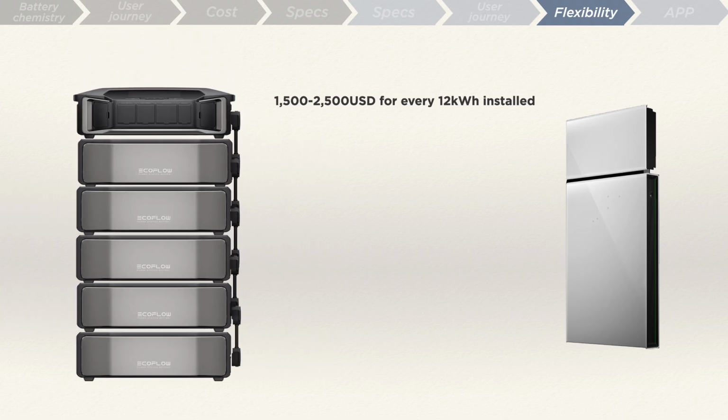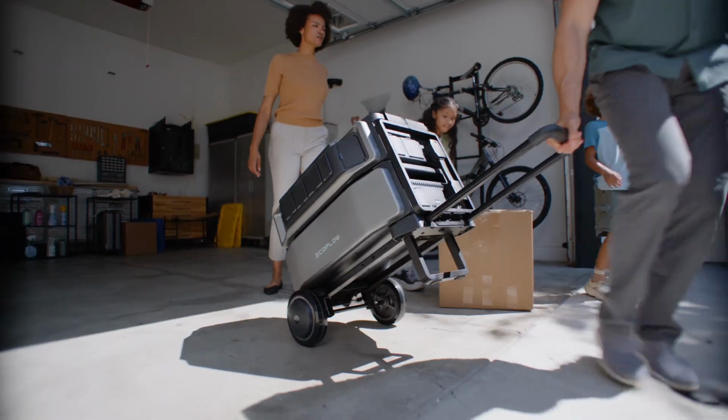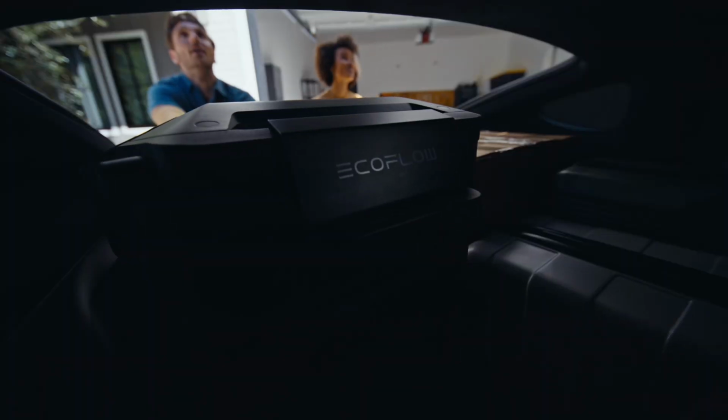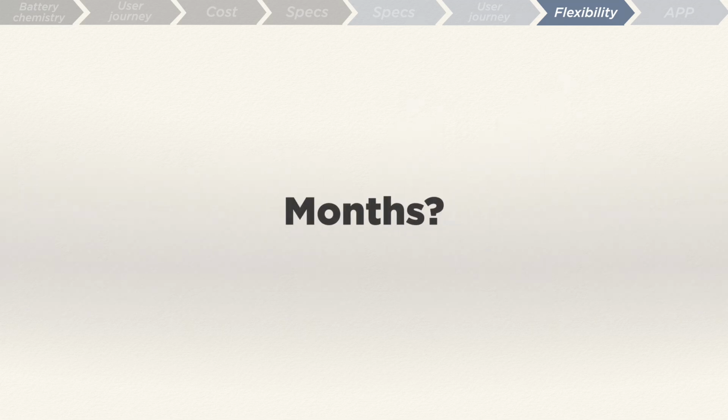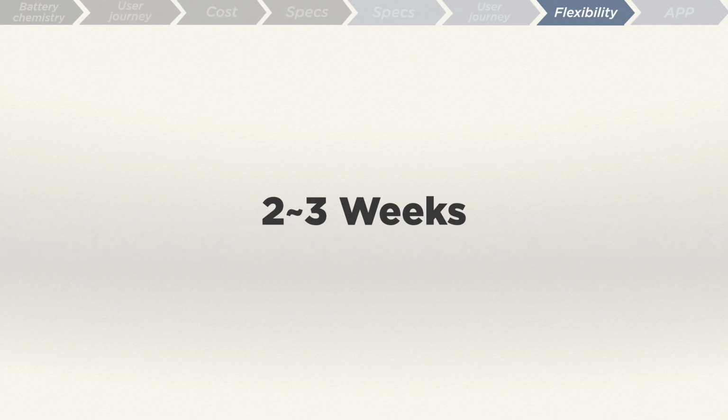Think of it as a high-tech puzzle that powers your home. This flexibility means it's not just another piece of your home's infrastructure. It's a companion in your energy journey. The entire journey from making an order to power on can take as little as 2 to 3 weeks if permits are not required in your area. Yes, we are talking about weeks, not months.